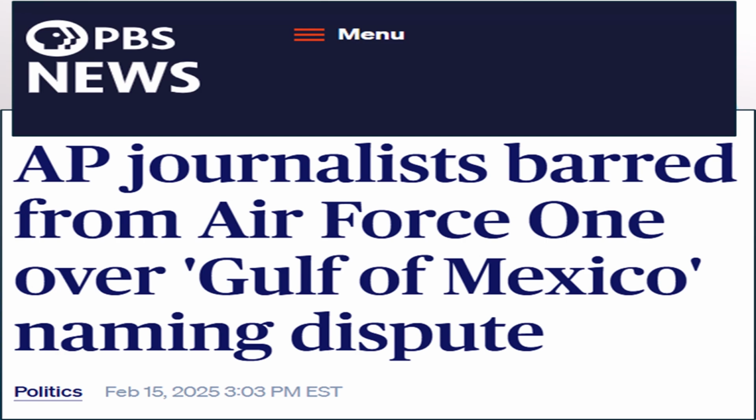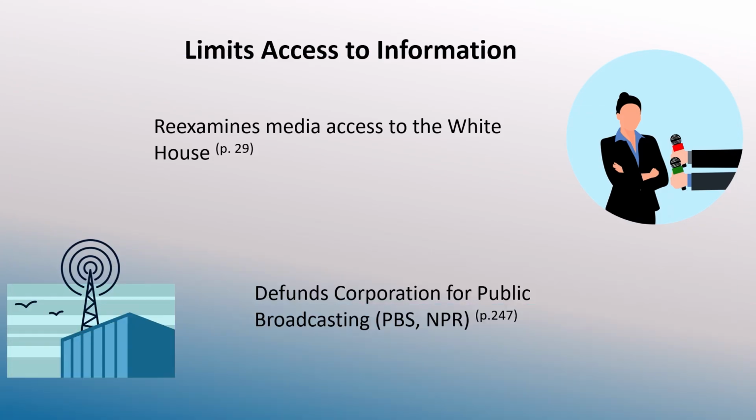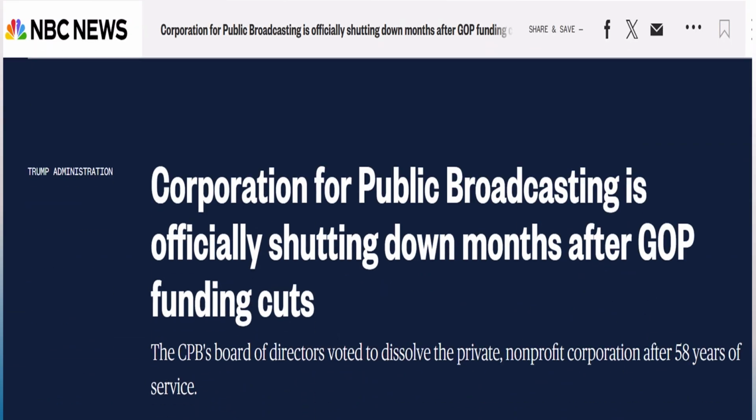Defunding the Corporation for Public Broadcasting, CPB, was also called for in Project 2025, and this has actually happened. The main concern with defunding, from what I have read, is that underserved areas of the country rely on stations funded through CPB as a news source. So this is going to limit the level of information that is available to people in those communities.